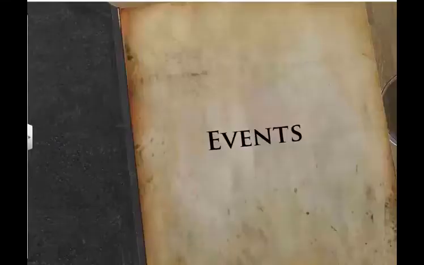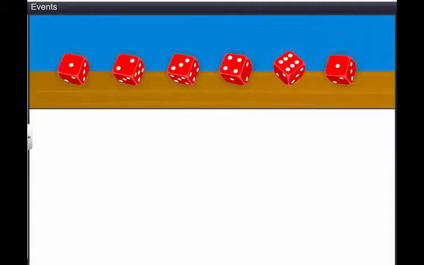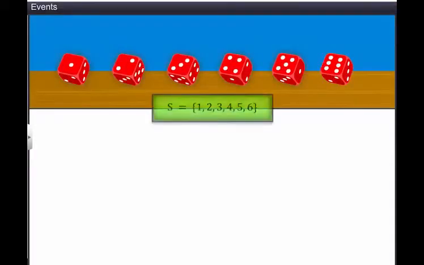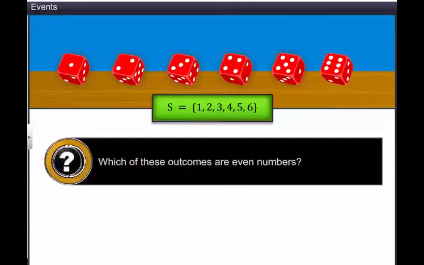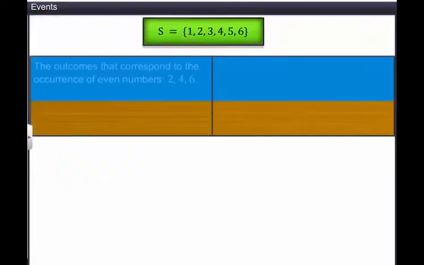In this module, you will learn about the different types of events in probability. Let's consider an experiment of throwing a die once. The sample space associated with this experiment is 1, 2, 3, 4, 5, and 6. Which of these outcomes are even numbers? They are 2, 4, and 6. This implies the outcomes that correspond to the occurrence of even numbers are 2, 4, and 6.